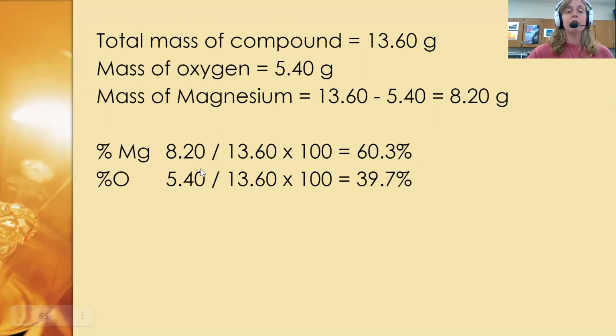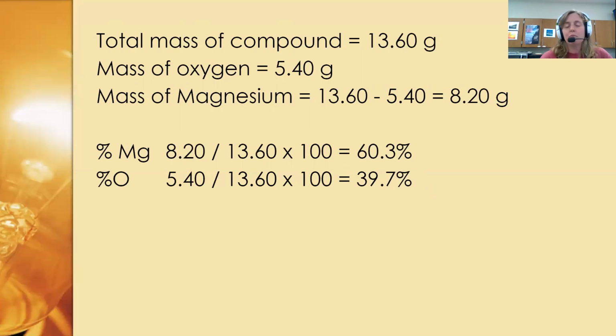Then you go further and you say, okay, we collected 5.4 grams of oxygen. We're going to divide that by the total number of grams of magnesium oxide that we have, times 100, and that's going to give me 39.7%. Remember, when you're doing a percent composition, your percentages should add up to 100%.